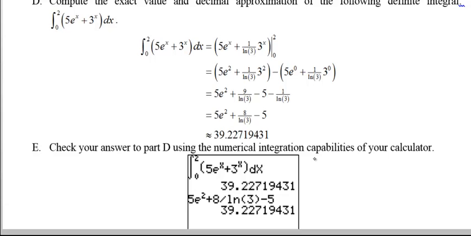Well, that brings us to the end of this video, and in the next video we'll learn how to use integration by substitution, which is essentially reversing the chain rule. That will open up a lot more possibilities for us.